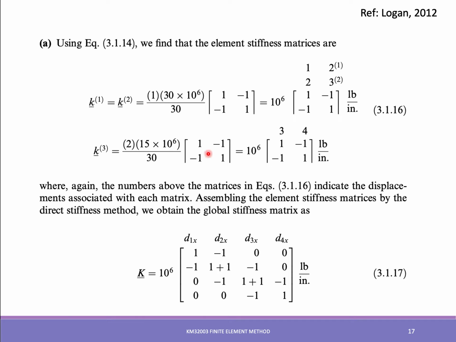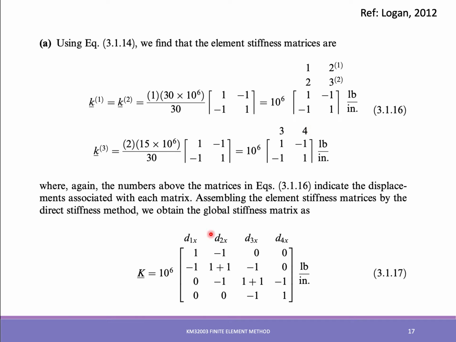So when you recalculate them, eventually they get the same number, 10 to the power of 6, for each of these. Cancel out this one, 2 times 15, so eventually, just lucky, you get the same number, right? But the numbering of the node is important. The first element is node 1 connected to node 2. The second element is node 2 connected to node 3. The third element is node 3 connected to node 4, okay.